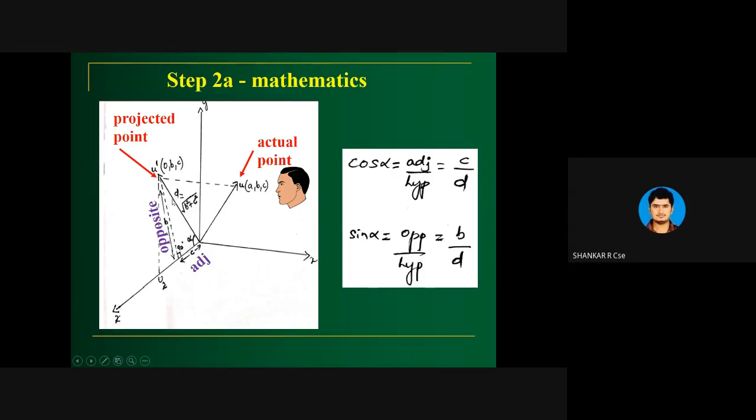Now since I'm rotating this axis, let me take the cosine and sine angles. Cosine of alpha is adjacent by hypotenuse. Adjacent is c, hypotenuse is root of b square plus c square, that is d. So it is c by d. Sine alpha is opposite by hypotenuse. Opposite is b divided by hypotenuse, square root of b square plus c square, that is d.